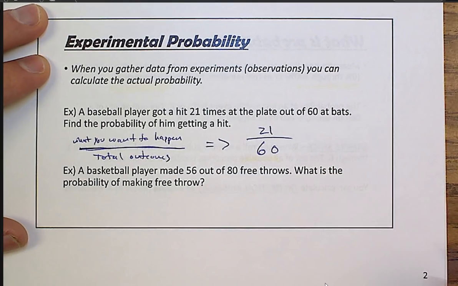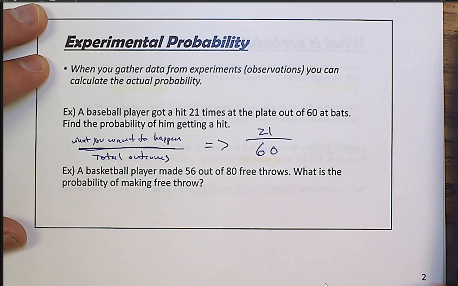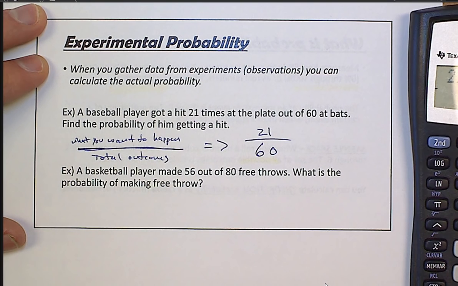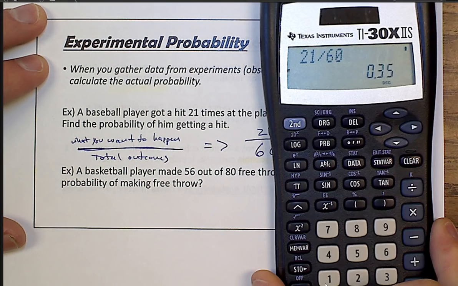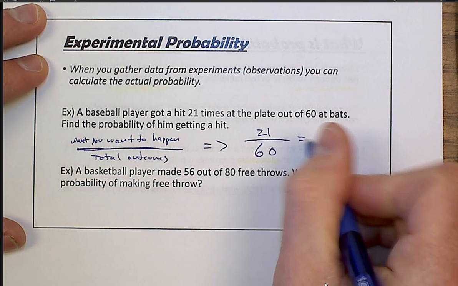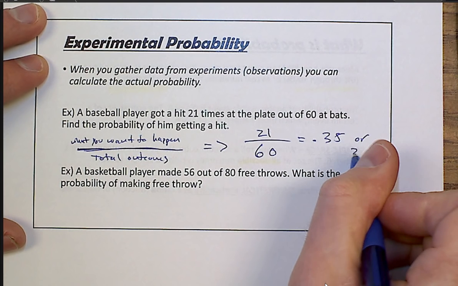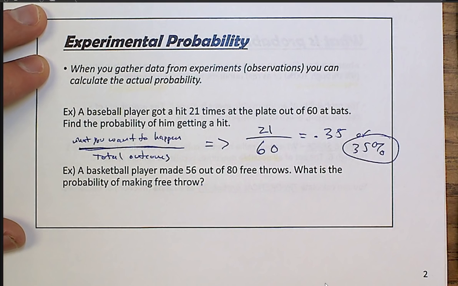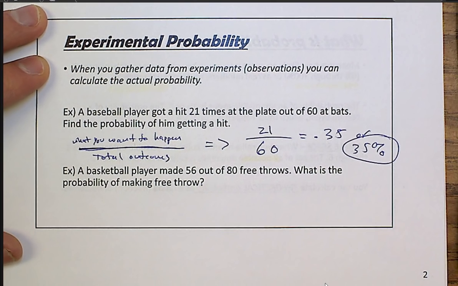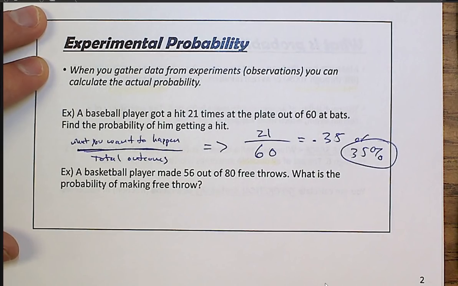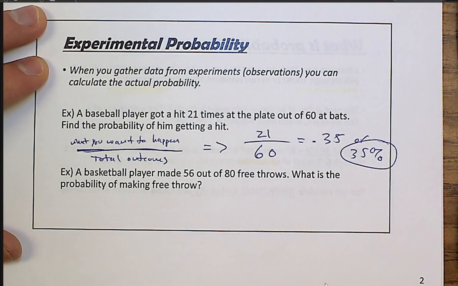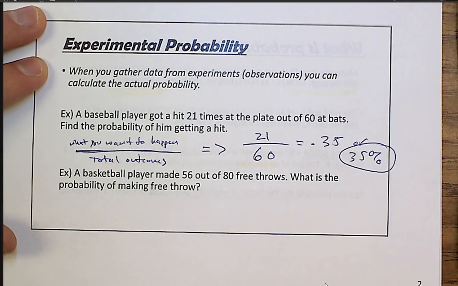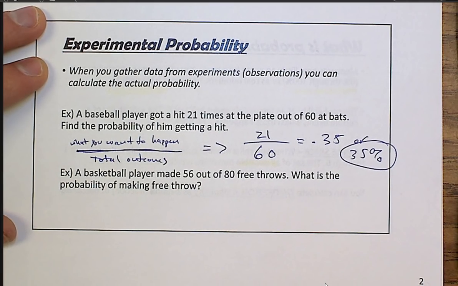Now, more times than not, because we like percentages better, we would just divide those out. Get your calculator out, you get 0.35. So that equals 0.35 or 35%. Most of us cognitively can think in percentages, so if you said that person got a hit 35% of the time, we can kind of see that in our head, as opposed to 21 out of 60 being the probability. We like the percentages. It's a little bit easier on our brain.